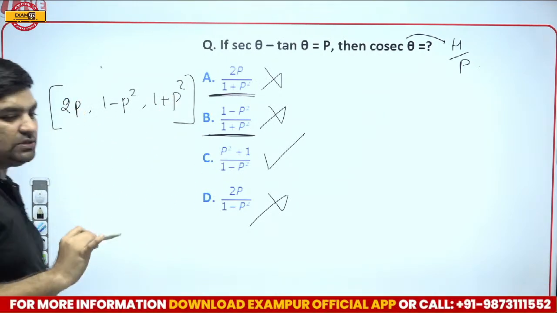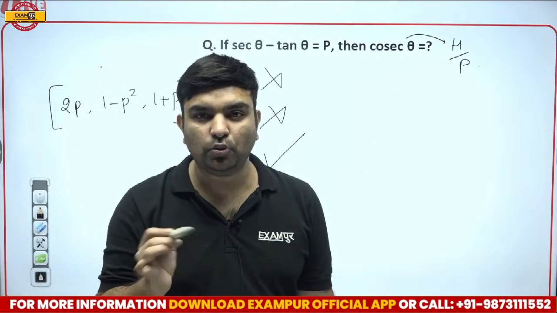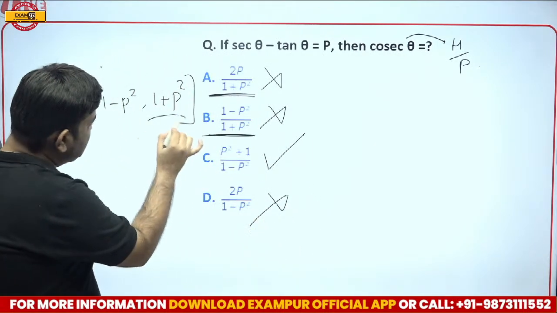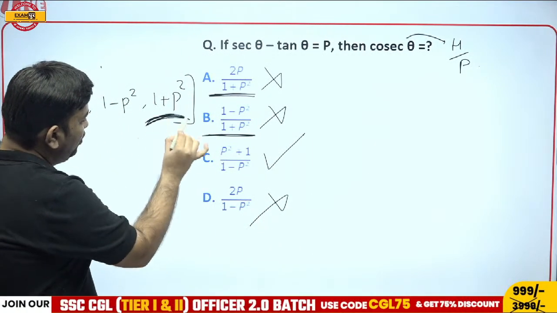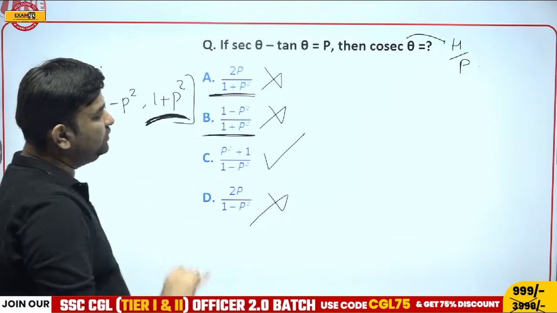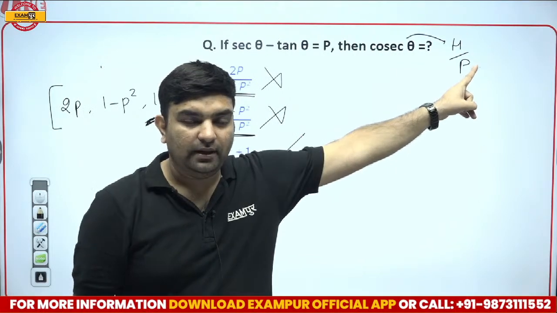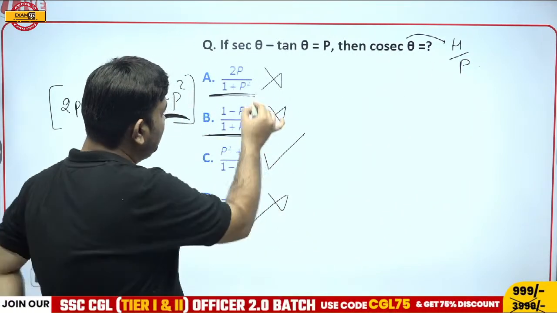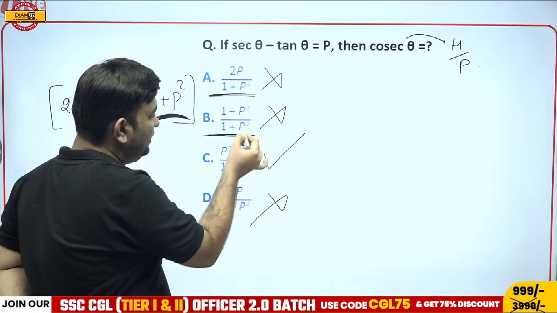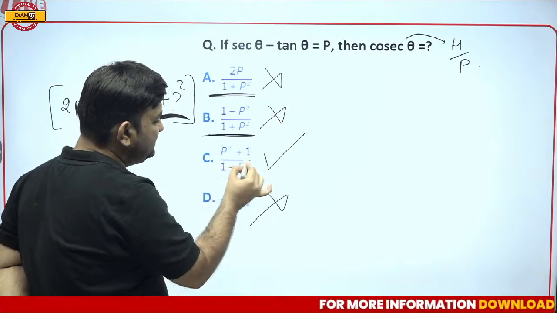2p, 1 minus p square, 1 plus p square is also a triplet, where 1 plus p square is the hypotenuse. If they are asking you the cosec, hypotenuse is in the numerator. Here it is in the denominator, gone. Here it is in the denominator, gone. Here it is in the numerator, answer.